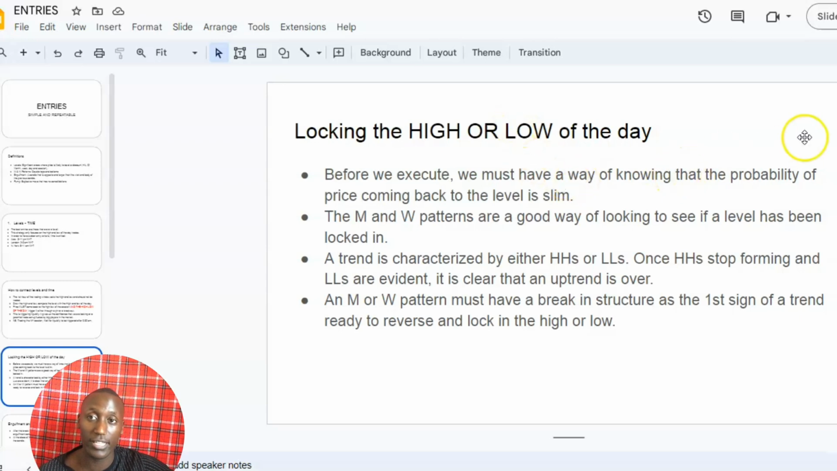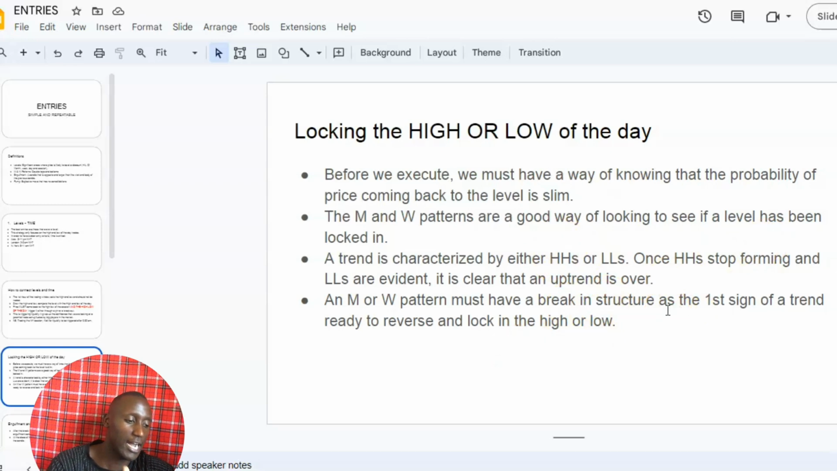Now, how do you know the high or the low has been locked in? You have to think about how a trend forms. We are creating higher highs or lower lows. Now, once we stop creating higher highs and break structure, then now we have a potential of a reversal. And that is the first thing that we see. We look for breaking structures.